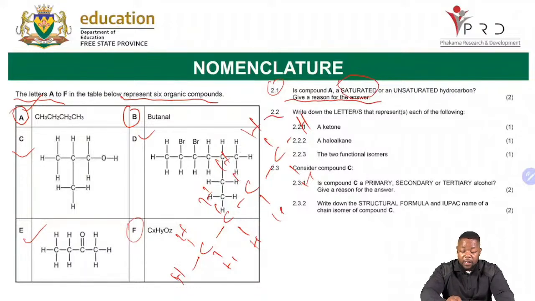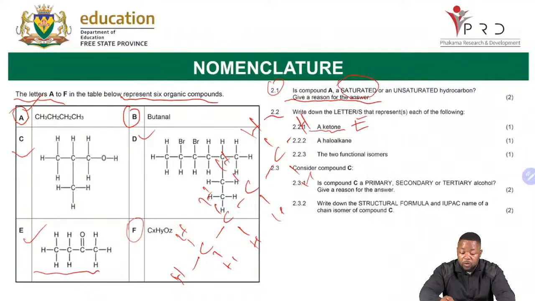We go straight now to 2.2. 2.2 says, write down the letter or letters that represents each of the following. So in 2.2.1, we're looking for a ketone. We look at the structures that are given there. We want to see a ketone. And what do we know about a ketone? The ketone has a carbonyl group in between the carbon atoms. So which one is that? The letter that represents the ketone is supposed to be E.